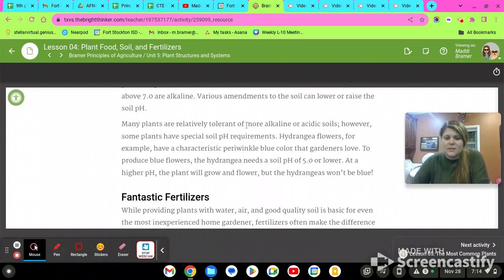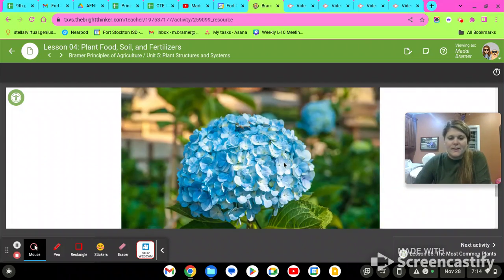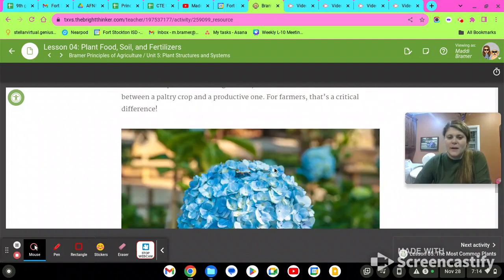Many plants are relatively tolerant of more alkaline or acidic soil. However, some have special requirements. One example is hydrangeas. Okay, hydrangeas are really pretty flowers. To make a hydrangea produce blue flowers, you need to have a soil pH of 5 or lower. At a higher pH, the plants will grow and they'll flower, but they'll be white. So that's a really cool fact that the pH can change the color of that plant. And there's a picture of a blue hydrangea. They're so pretty. I love using hydrangeas.